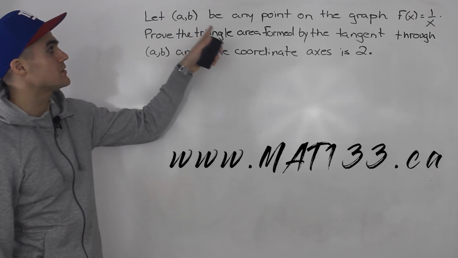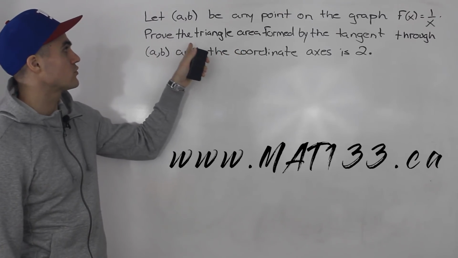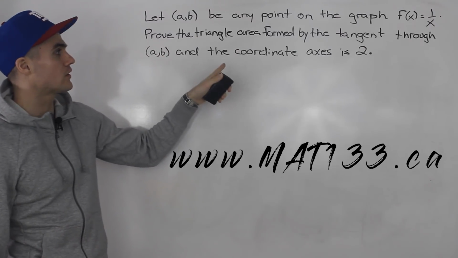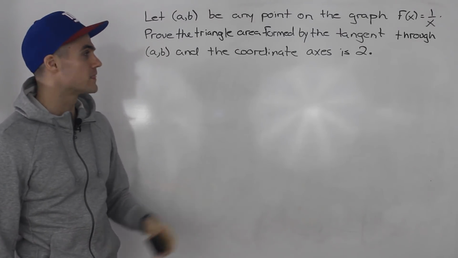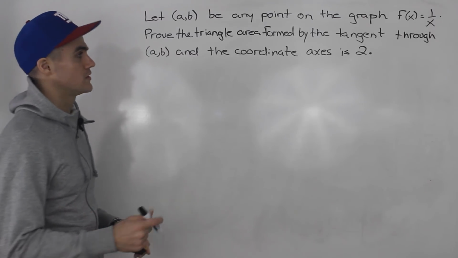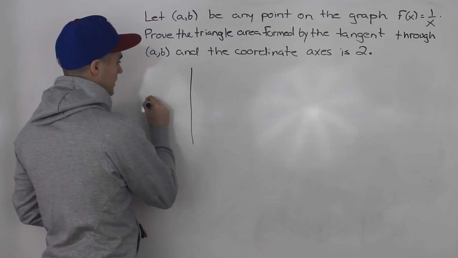So let AB be any point on the graph f of x equals 1 over x. We have to prove the triangle area formed by the tangent through AB and the coordinate axes is 2. This question is pretty difficult, one of the more difficult ones you'll get in this unit, but I'm going to do my best to explain it.